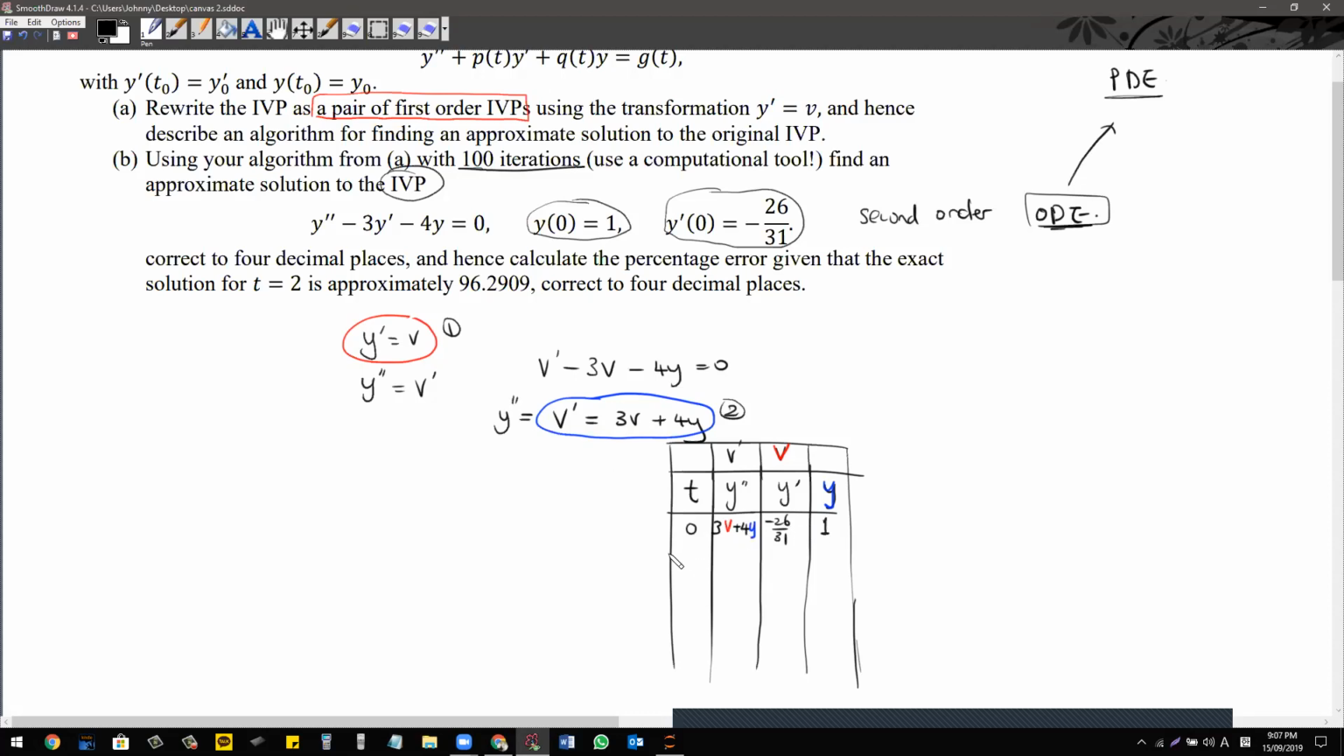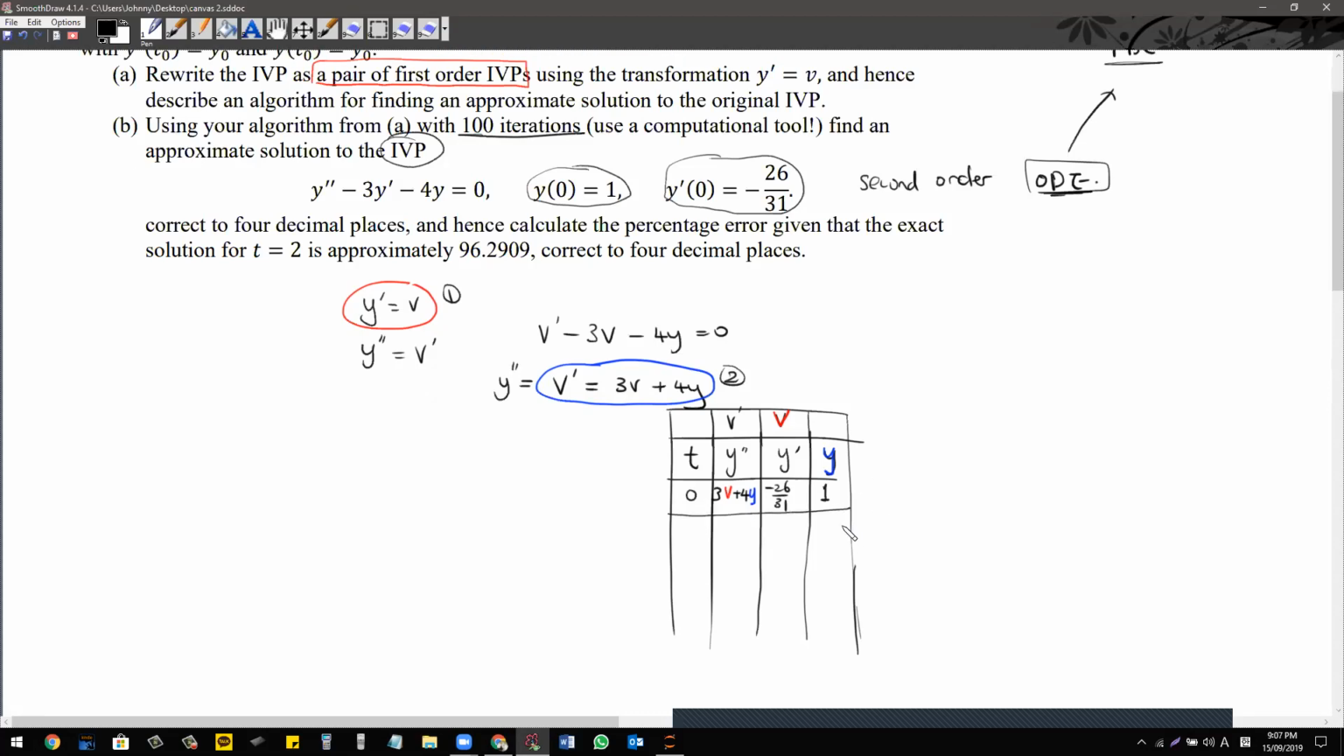Does that make sense to you? Yeah. And then what we're going to do is the Euler's formula for y dash. Here you have the y dash, and you're starting from 0, negative 26 on 31. So you're starting from here. That point will be that point. And then you do the Euler's formula. Go this way, this way, this way. You know what the formula is.